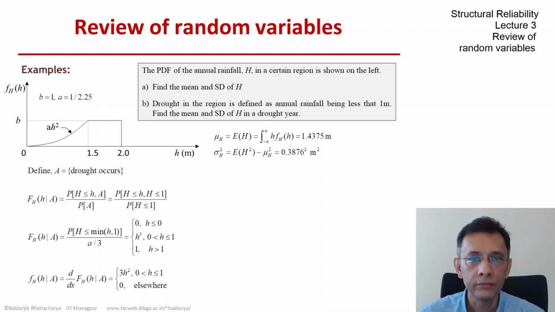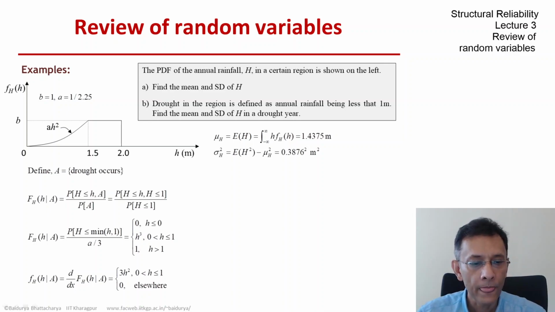we have non-zero values only in the range 0 to 1 and 0 elsewhere. Whether it's greater than 1 or less than 0, there is no density. And we need to make sure that this density still integrates to 1, so you can see that it does. So that's good.